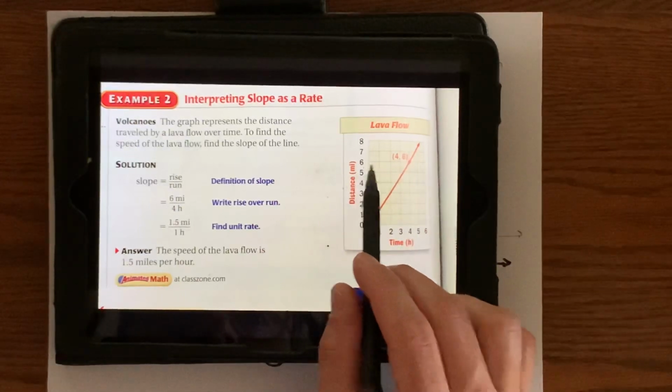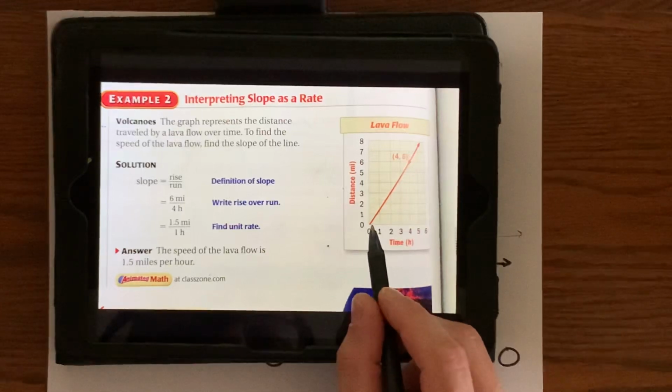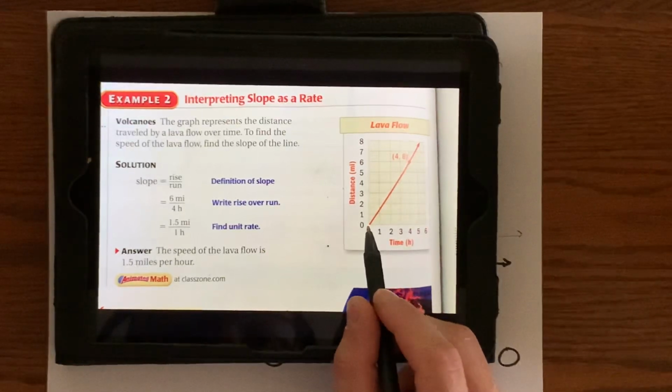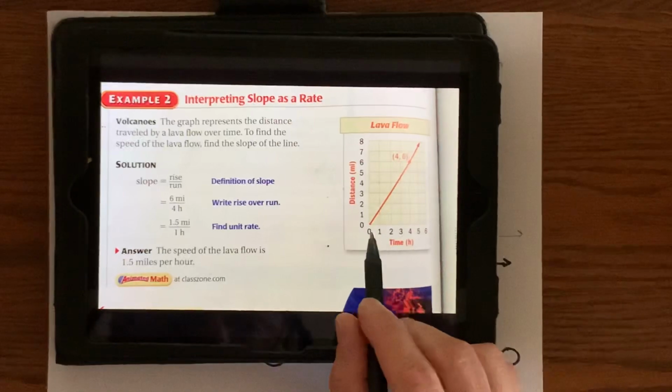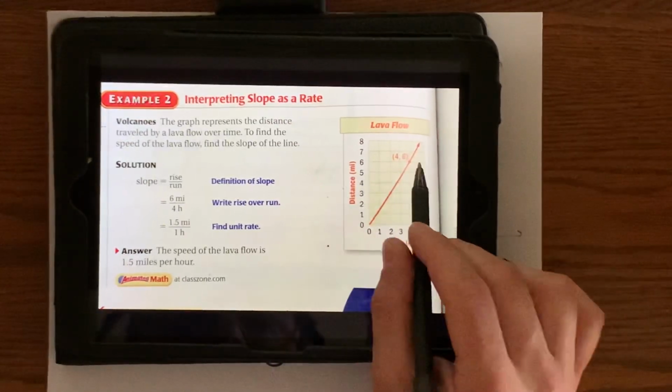Rise 6, 4 over. And you're probably asking me, well, how do you know that? And it's because my line starts at 0, comma, 0. And from 0, comma, 0, I go 6 up and 4 over. Rise 6, run 4.